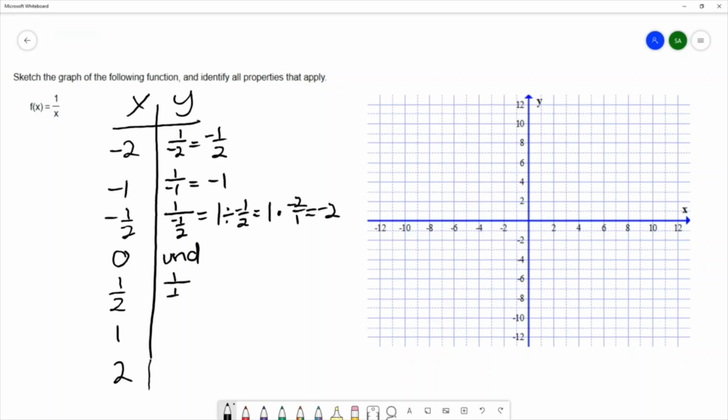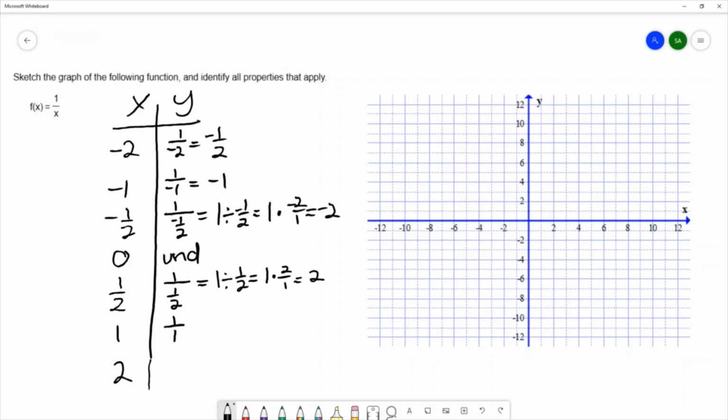And -2 is the reciprocal of -1/2. You can do the same thing with 1/2. 1 over 1/2 is the same thing as 1 divided by 1/2. With fractions, we multiply by the reciprocal, and that's 1 times 2 over 1, and that's 2. So 2 is the reciprocal of 1/2.